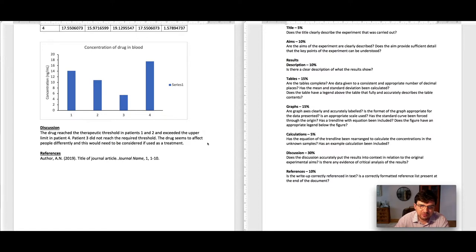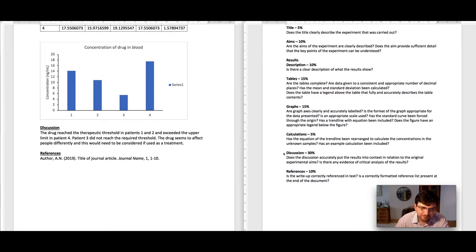So this discussion could be dramatically improved if the student actually listed what the therapeutic threshold was, what the toxic threshold was. Okay. They have made some attempt to actually be critical of it. So the drug seems to affect people differently and this would need to be considered. So that is an important consideration in this case. If the drug thresholds are not being reached equally by individuals, then they would need to be monitored quite closely. So for that discussion, again, I'd probably be looking somewhere around about the 50%, so 15 out of the 30 for that.